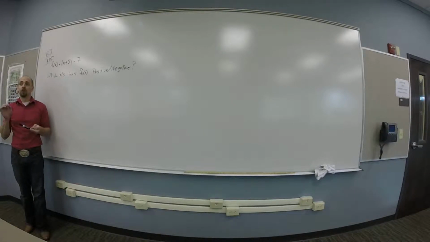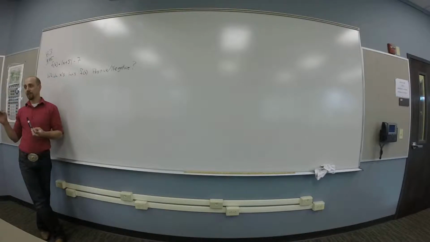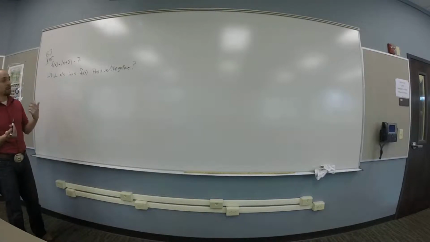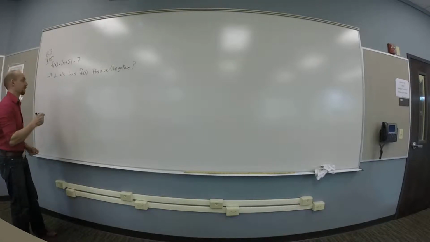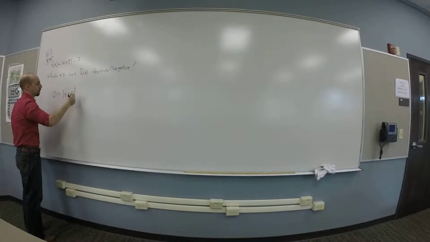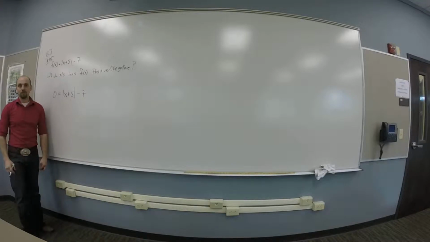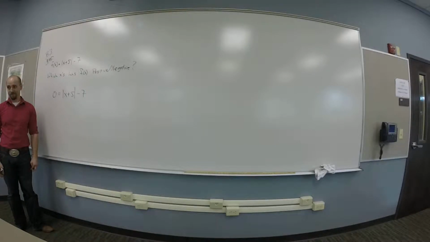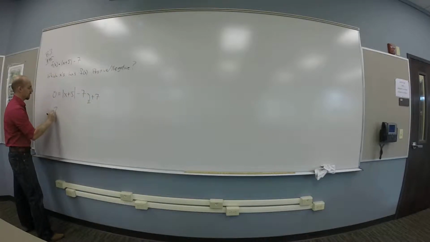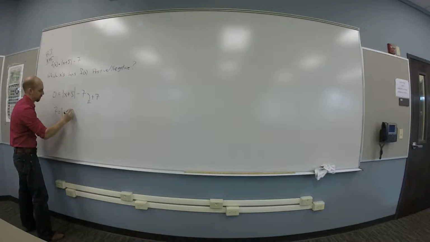Okay, how about this? What's the dividing line between positive things and negative things? 0. Okay, so if I could find out when this thing was 0, then I would know when it switches from positive to negative. You guys see that? Okay, so let's set it equal to 0 and solve. So I'm wondering when is 0 equal to absolute value of x plus 5 minus 7? The first thing I do is add 7 to both sides. So I got 7 is the absolute value of x plus 5. Then what?